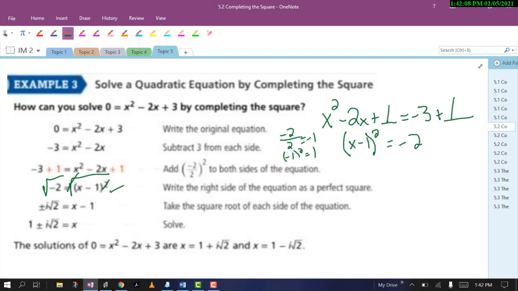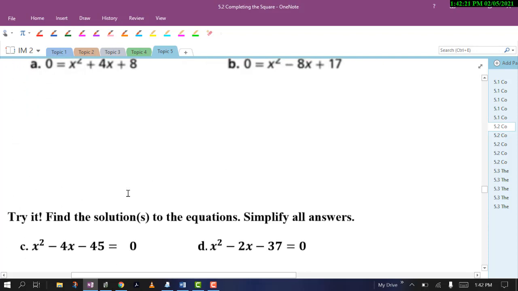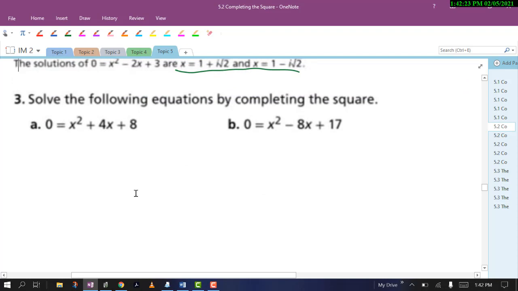Add 1 to both sides, and we have our solutions. 1 plus or minus i root 2 equals x. You can write them separately, or you can write them together. I'll probably write them together because I'm lazy. So that's what we're doing. Same steps over and over and over again. So solve the following equations by completing the square.